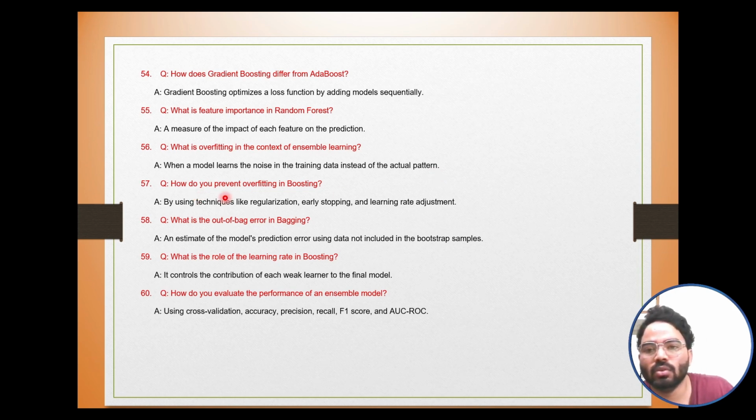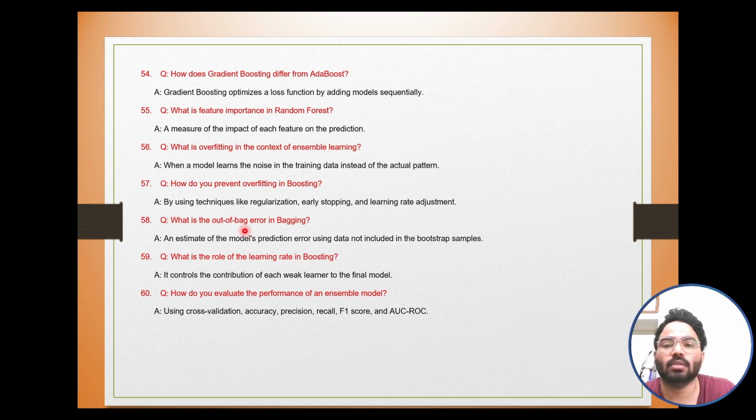Next question is, how do you prevent overfitting in boosting? By using techniques like regularization, you can use L1 and L2 regularization. You can use early stopping and learning rate adjustment also. You can use these techniques in boosting algorithms like XGBoost. If you are getting 96 to 99% and doubt your model accuracy is too high, then you can use regularization, early stopping, and learning rate adjustment.